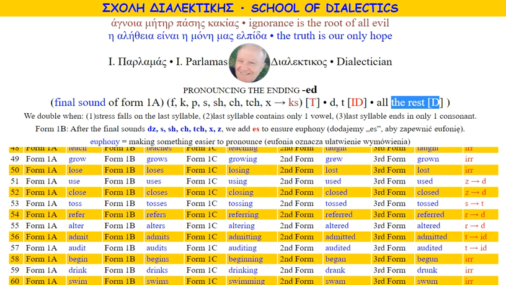Toss, tosses, tossing, tossed, tossed. Final sound S, so it's pronounced like T. We are here now.